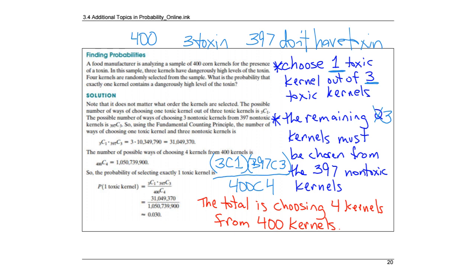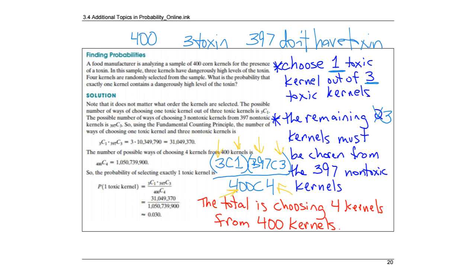You have to make sure that your first numbers, 3 and 397, equal the 400 down here. And then you have to make sure that what you're picking matches too. So you have 1 here and 3 here, and 1 plus 3 gives me the 4.